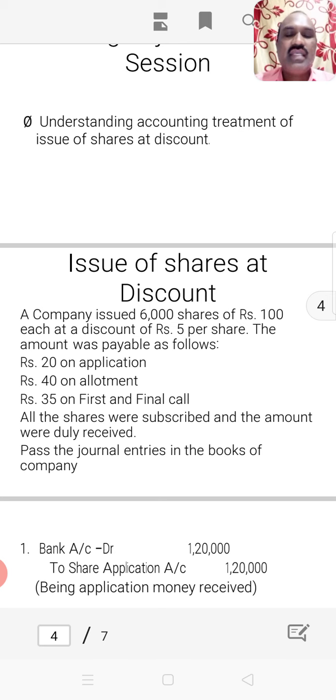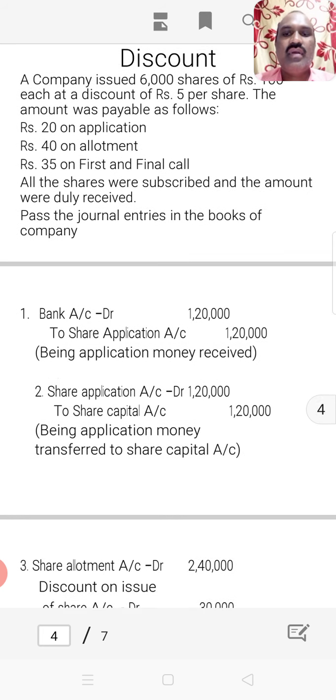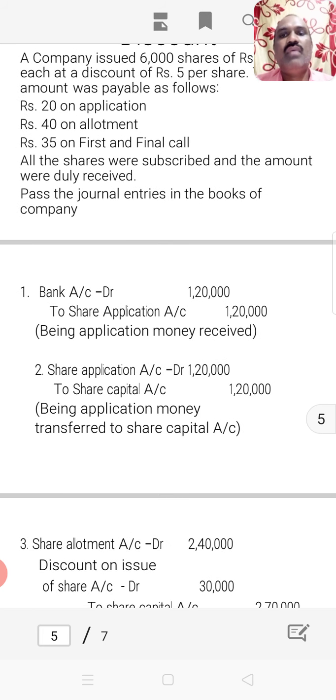That means 6,000 shares were issued by the company and 6,000 shares were subscribed by the public, and the amounts were duly received. No calls in arrears, no calls in advance. Pass the journal entries in the books of the company.